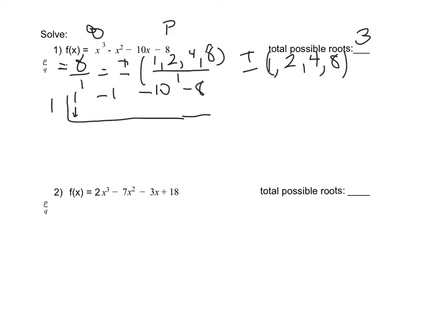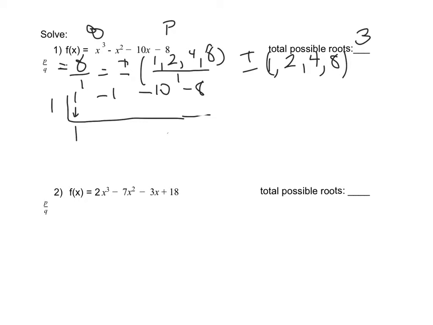So I bring down my first term. So there's a 1. I multiply, add, multiply, add, multiply. All right, so that's going to give me a -18 here if I did all that right. So that's not an answer. So I don't want 1. So 1 is not one of my answers. So I'm going to erase this stuff, and I'm going to try something different. So I know 1 doesn't work.